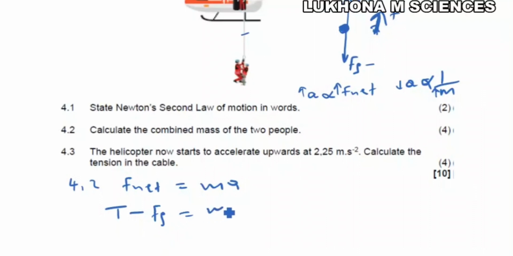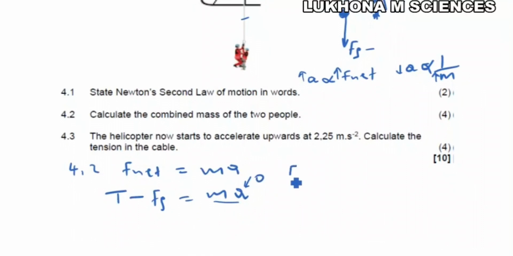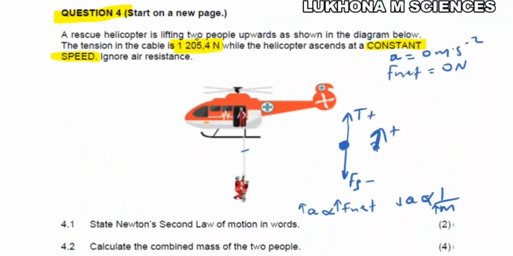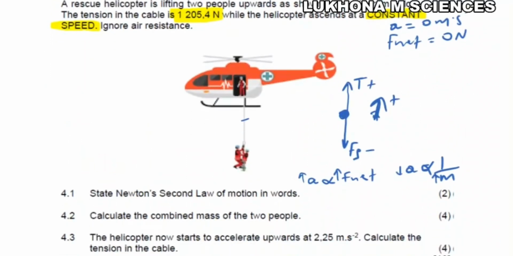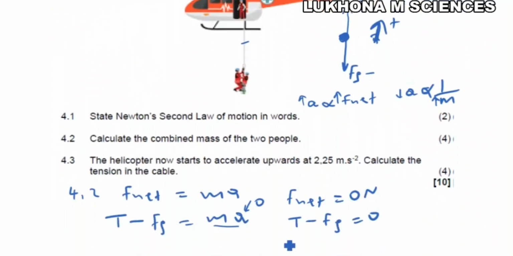But since the acceleration is equal to 0, the whole thing will be equal to 0, that is F net is equal to 0. So tension minus Fg is equal to 0. Now we can just transpose. We are given the tension there, 1205.4. So 1205.4 minus Fg is equal to 0.